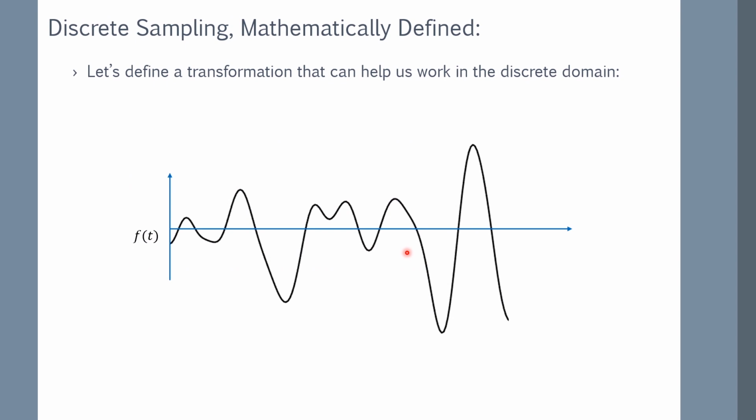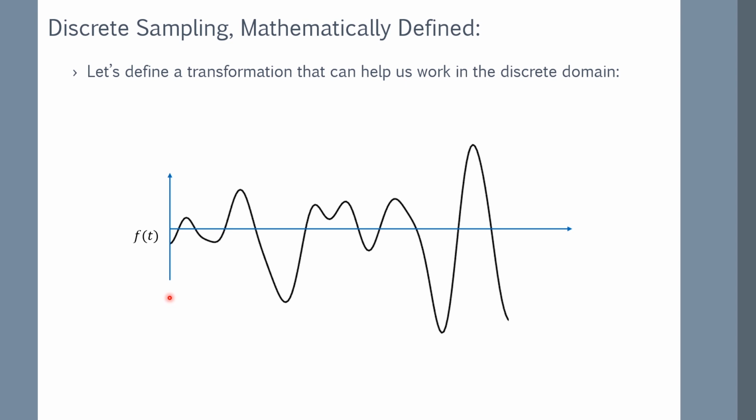Okay, so now we're going to actually dive into the math and talk about the discrete sampling and how we actually mathematically handle this. So the first thing we have to decide here is how we can mathematically describe some transformation that will help us work in this discrete domain. So we have here an analog function. This is some random signal, f(t), and we want to take a sample. So how do we take a sample?